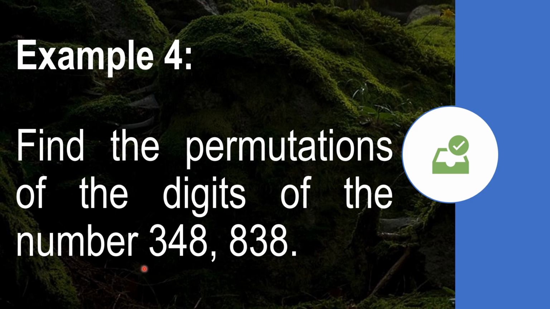So, dyan sa 348,838, ano ang mga numbers na magkakatulad? Meron tayong 8 and 3. Ilan ang 8? Tatlo ang 8 at dalawa ang 3. So, we have now 6 factorial over 3 factorial times 2 factorial.